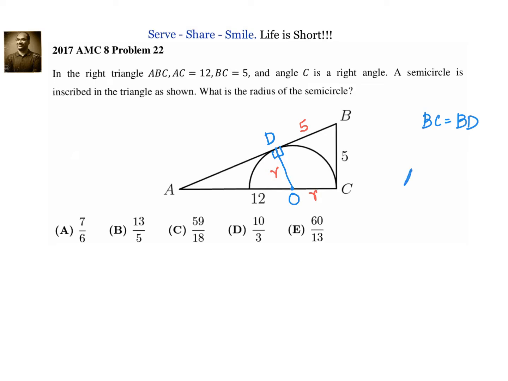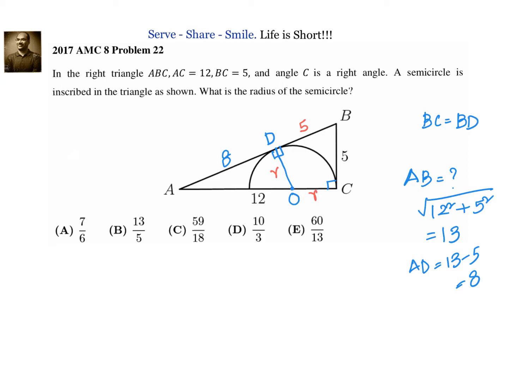But what is AB? Can we calculate AB value? If you use Pythagoras theorem, we know AB equals square root of 12 square plus 5 square because we have been given that this angle is 90 degrees. That means AB equals 13. So that gives us AD equals 13 minus 5, which is equal to 8. Now that gives us one right angle triangle AOD.